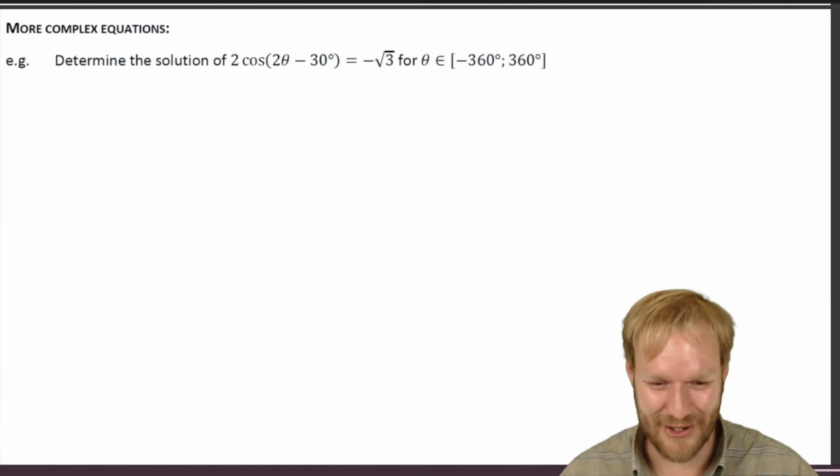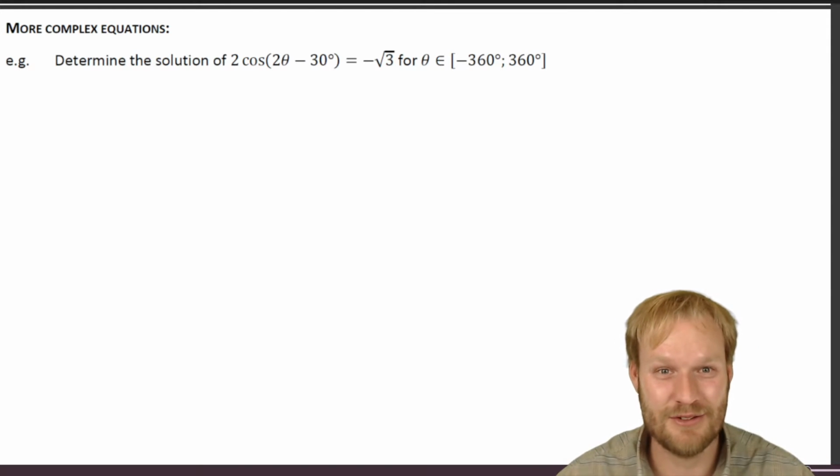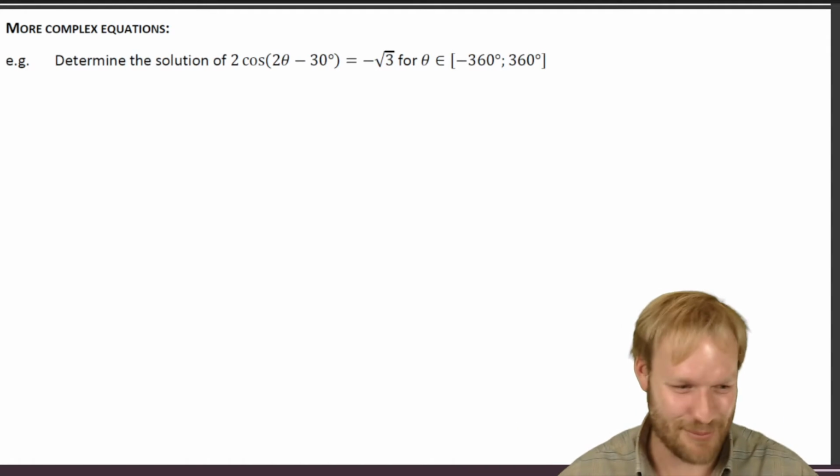Okay, so of course, we'll make it maths as we go, and we've got two lovely examples to work through, and here we go. Determine the solution of 2 cos(2θ − 30°) = −√3, for θ between −360° and 360°. Does that seem pretty good?